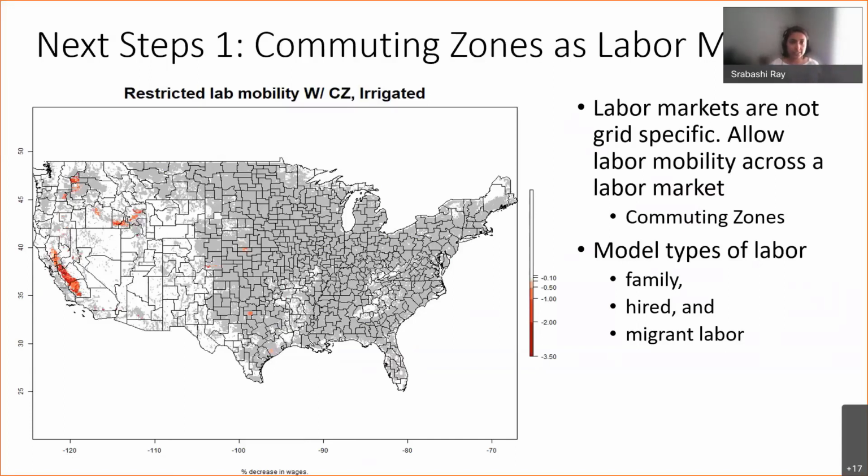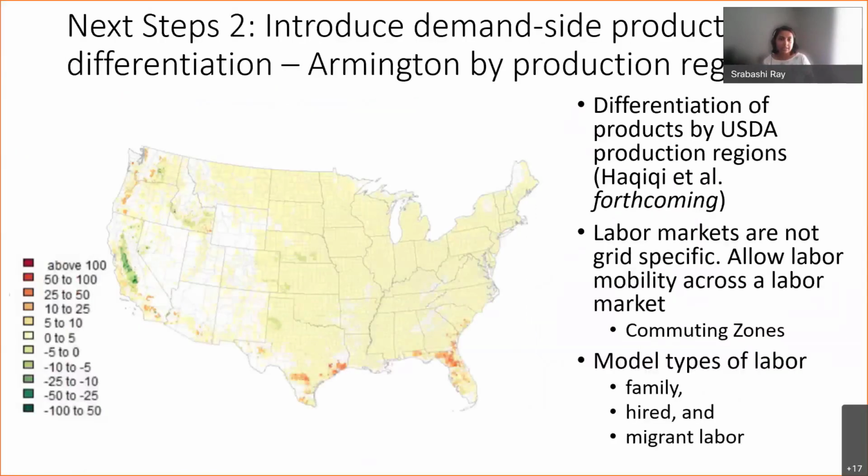So it is more realistic that, instead of each grid being colored by a certain color, each commuting zone is colored by a certain wage impact. We also need to model different types of labor: family labor, hired labor, and migrant labor. Until now, it is all clubbed into one specific type of labor.